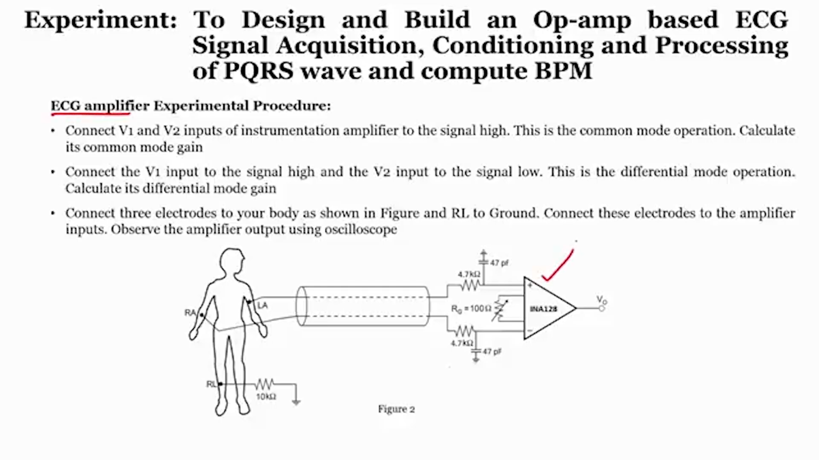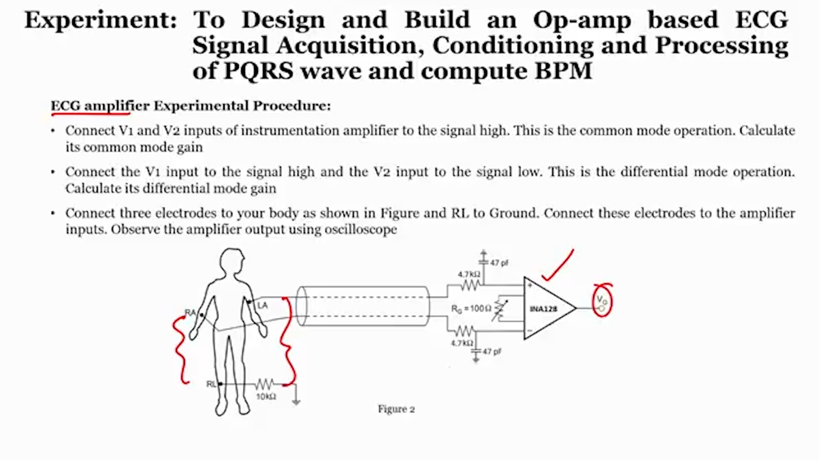We will take an instrumentation amplifier. In this case I am taking INA128, which is also an instrumentation amplifier. The positive terminal is connected to one voltage source and the negative terminal is connected to another voltage source. The difference between these two signals gives me the output voltage, right.